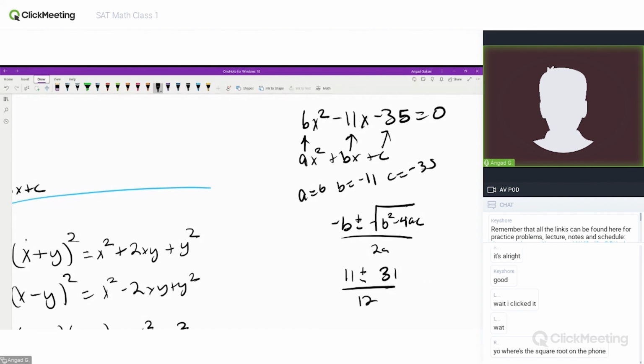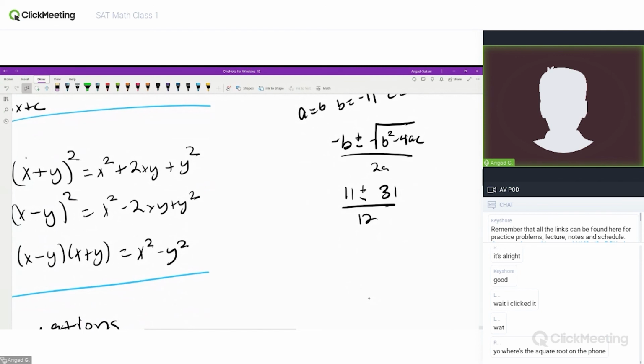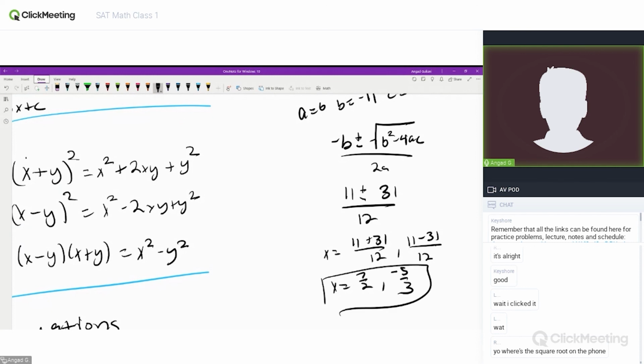Now we just have to solve for x. X is equal to 11 plus 31 over 12, comma 11 minus 31 over 12. Okay, let's simplify these. 11 plus 31 over 12 is going to be 7 over 2. X equals 7 over 2. 11 minus 31 over 12 is going to be negative 5 over 3. And those are our x values.